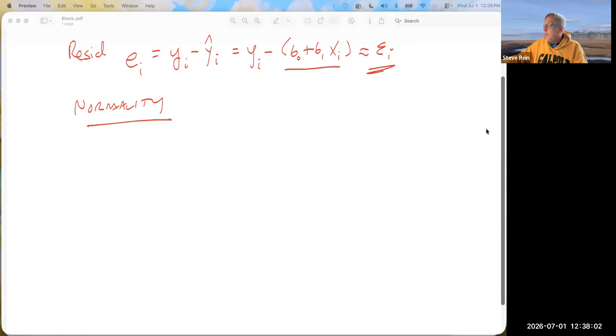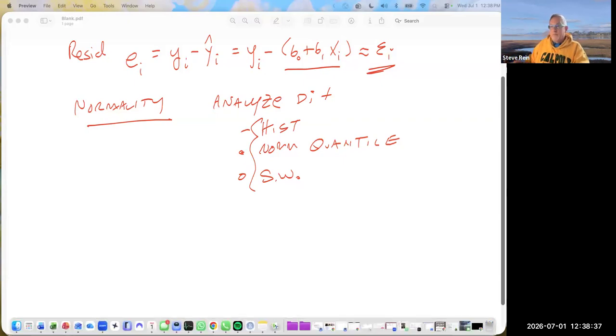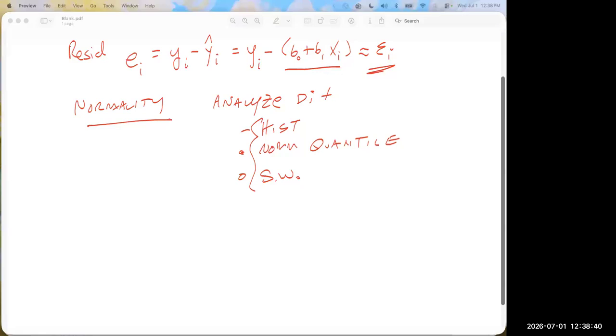I'm going to analyze the distribution to produce a histogram. And we could also go with a normal quantile plot. Or we're going to use then Shapiro-Wilk to check for normality. So there are 3 ways we could do that in the context of regression. I would love to do that right now for you if you're okay with it. Fine by me. I love it.